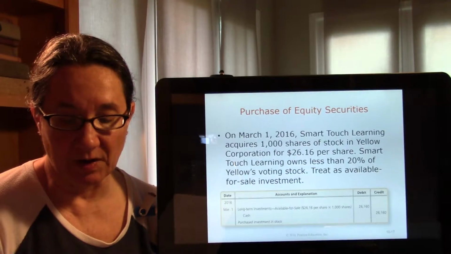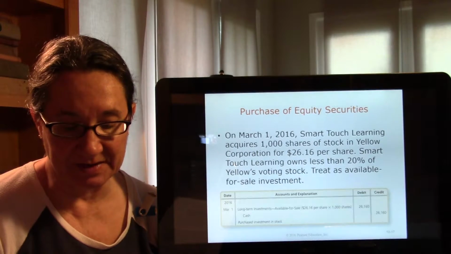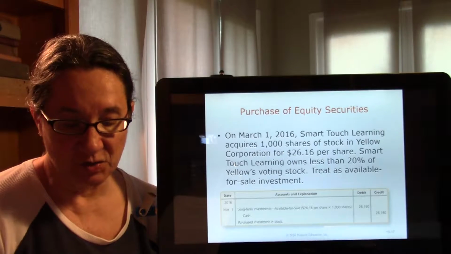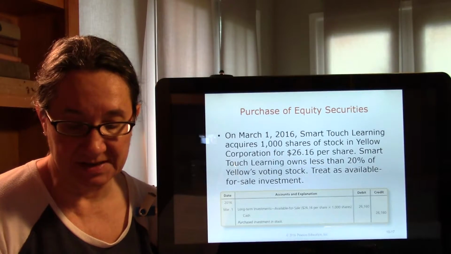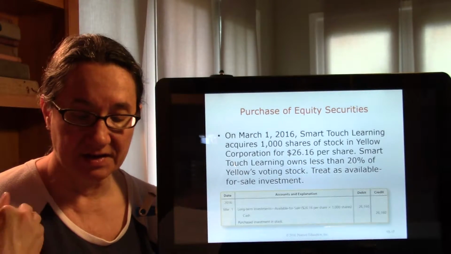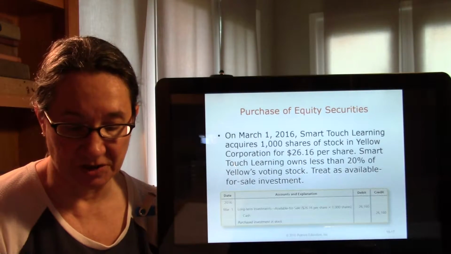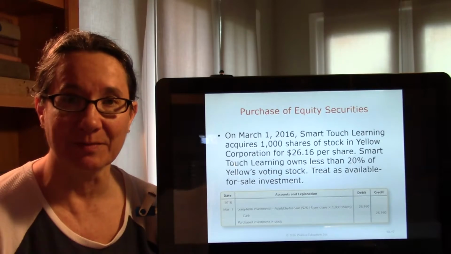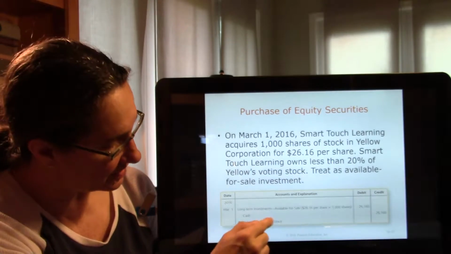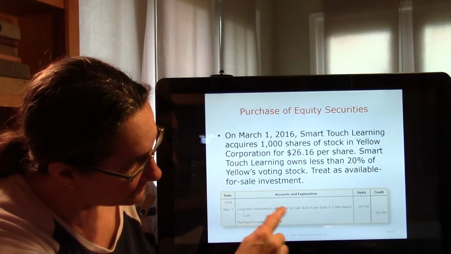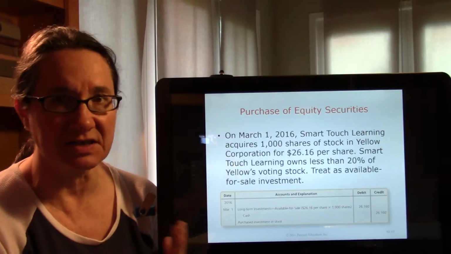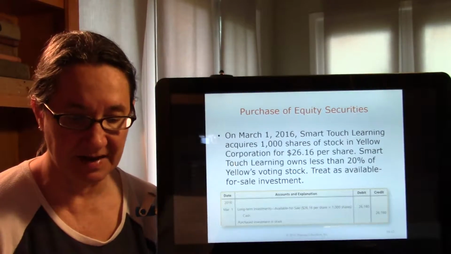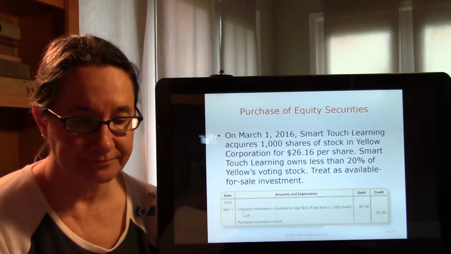So the entry will require a debit to long-term investments, available for sale, for $26,160. That's 1,000 times $26.16 per share. A credit to cash for $26,160. You've got to pay for them, so that's the cash. So there it is: long-term investments, available for sale. It's a stock, so yes, it could be sold, but you're not actually planning to trade it. It's available, so we're going to call it available for sale.